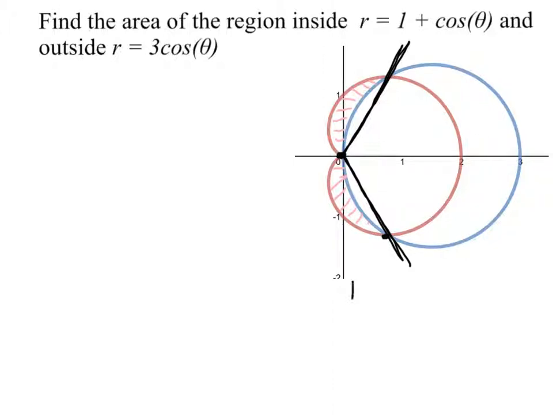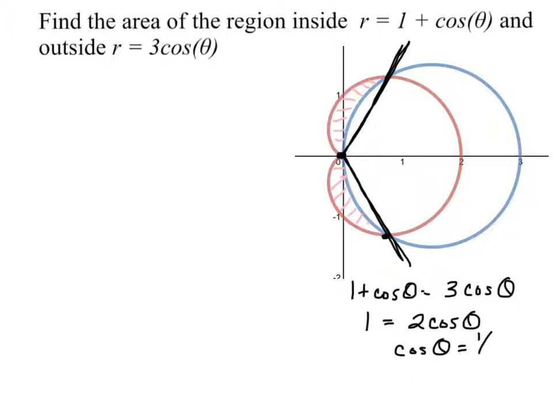So 1 plus cosine theta equals 3 cosine theta. Well, if I subtract a cosine from both sides, I have this. So I'm really looking for where cosine is 1/2. Cosine is 1/2 at pi over 3. And I'm going to put pi over 3 over here. And I'm not going to worry about the negative one quite yet, because I think we could actually just double our answer. Maybe that would be easiest.